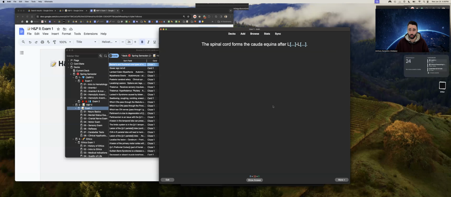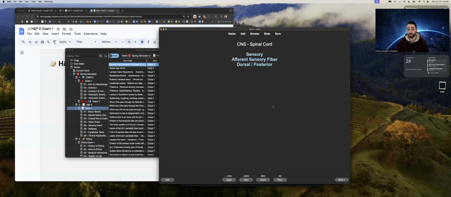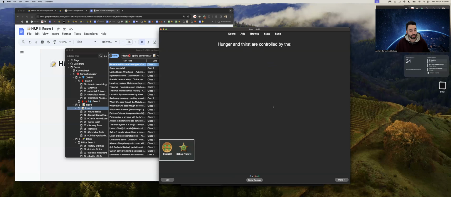Spinal cord forms the cauda equina after L1, L2. Spinal cord. So sensory goes with afferent is the dorsal posterior side. Okay. So I assume for motor, it's just the opposite.